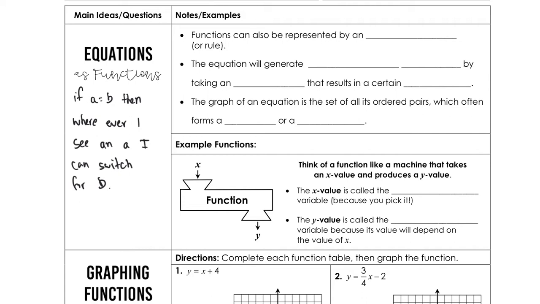So the notes here basically are: functions can also be represented by an equation. Functions, like we talked about yesterday, you can also represent them with equations, not just a graph or ordered pairs or points. And these equations will often generate for you ordered pairs. So the equation literally breaks it back down into what we had yesterday, so that we can plot them.